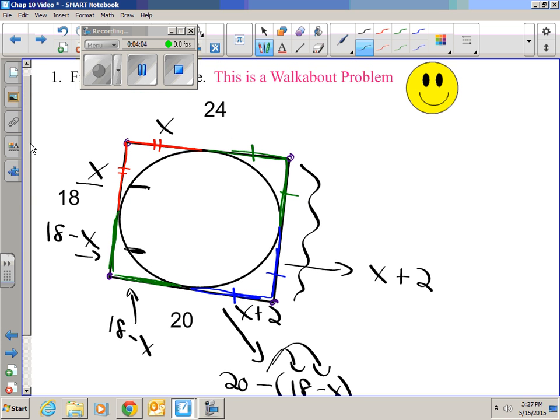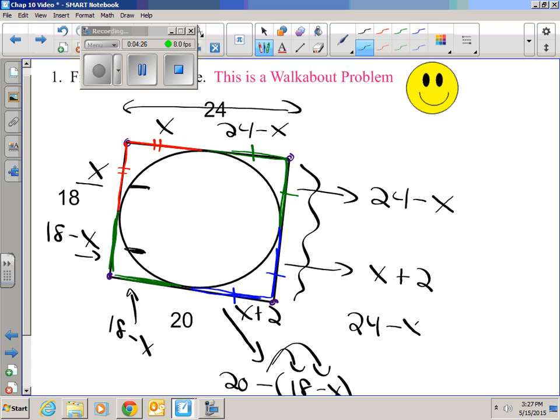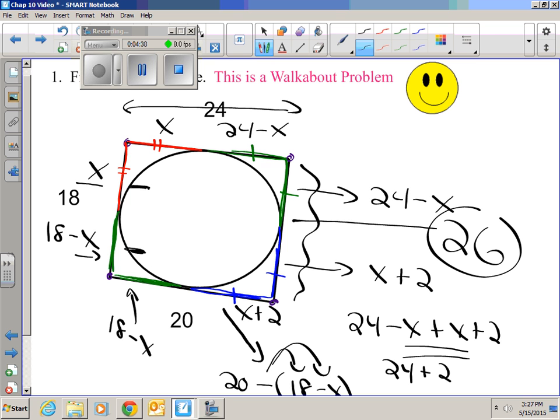Go back up top. If I know that this total length right here is 24, this piece here must be 24 minus x, that green piece right there, which means this green piece is also 24 minus x. These two pieces right here, the green piece and the blue piece, are going to add up to my missing side. Well, I have 24 minus x plus x plus 2. Notice now my x's are going to cancel. I'm left with 24 plus 2, which equals 26. And there is my piece.